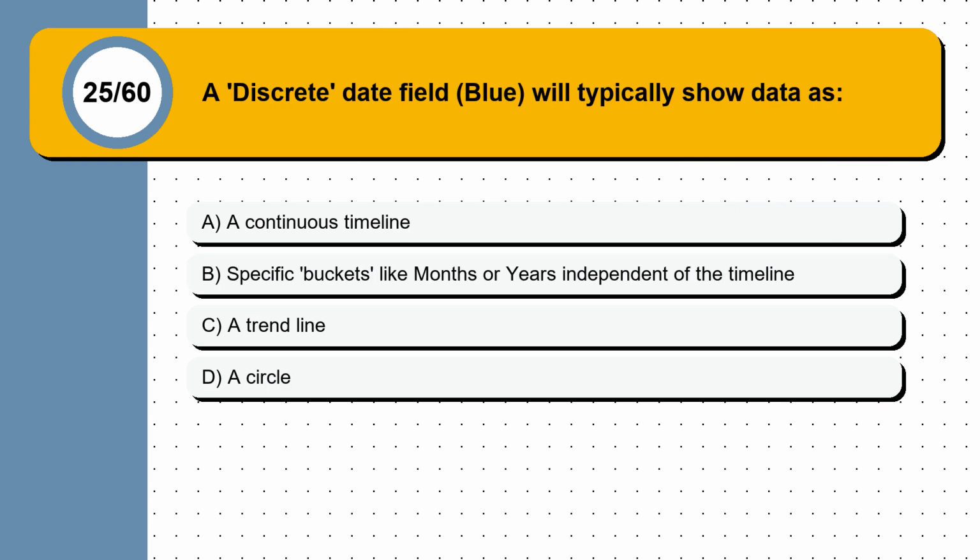Question 25. A discrete date field, blue, will typically show data as option A, a continuous timeline. Option B, specific buckets, like months or years independent of the timeline. Option C, a trend line. Option D, a circle.